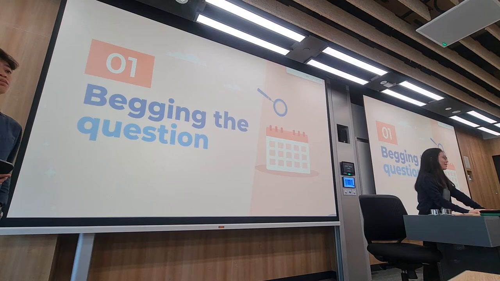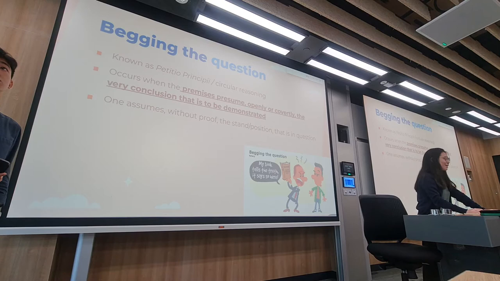Yeah, so for the first fallacy of begging the question. So what is begging the question? Begging the question is also known as petitio principii or circular reasoning. This occurs when the premise presumes, openly or covertly, the very conclusion that has to be determined. So what this means is that one assumes without proof the stand or position that is in question.